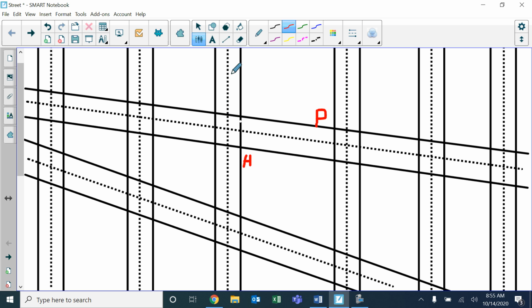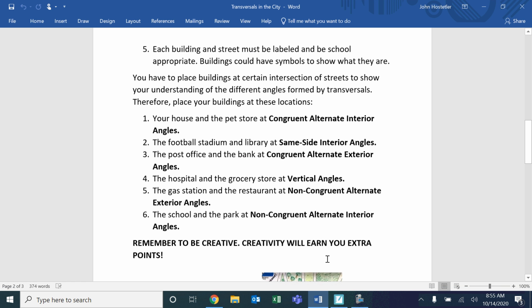And they're congruent because you have parallel lines that are cut by a transversal. But there's a lot of different places that you can place that house and pet store. But that's just one of them. All right, let me show you another place where you can do some things.